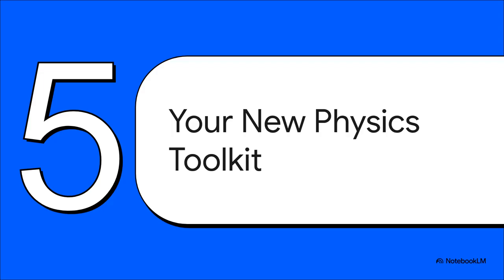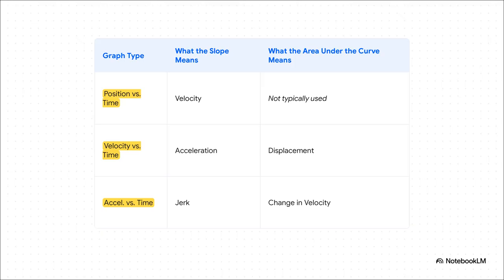Okay, let's put this all together into your new physics toolkit. This one slide right here is your cheat sheet. This is everything. For a position time graph, the slope is velocity. For a velocity time graph, the slope is acceleration, and the area under it is displacement. You can even take it one step further. For an acceleration time graph, the area tells you the change in velocity. See? It's all connected in this beautiful, logical way.